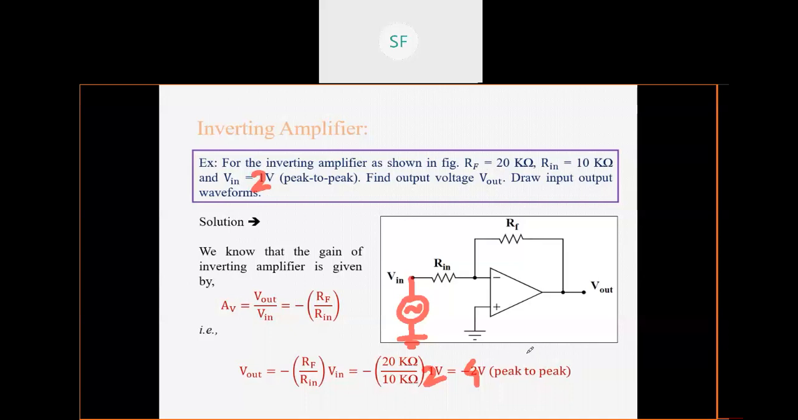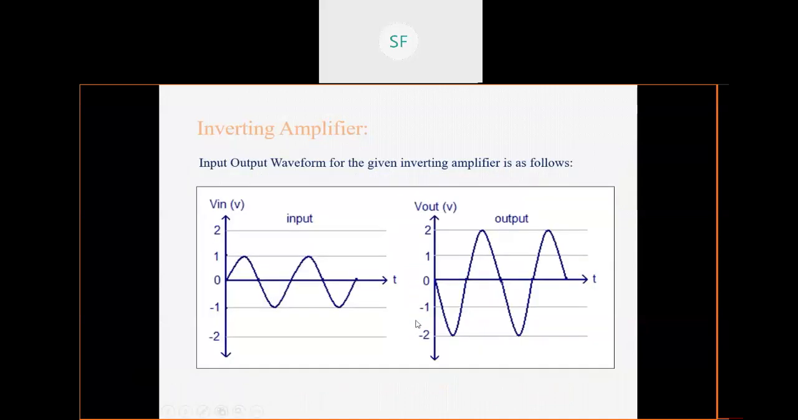That means now we have to draw the input output waveform. This is a very simple calculation. We have already seen what the gain expression was. We have just put the values of RF and R in into that expression, and we have calculated the output value. Now what about the input output waveforms? I will just let you know. These are the input output waveforms.